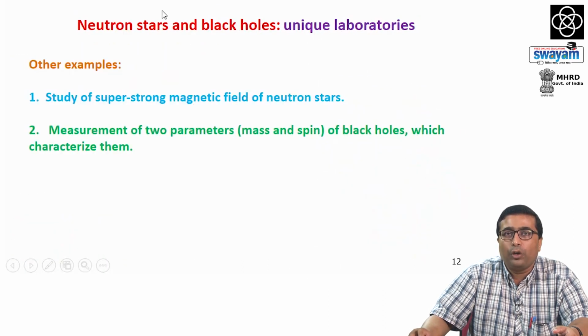Neutron stars and black holes are unique laboratories for many other reasons, and here are a couple more examples. For example, study of super strong magnetic field of neutron stars. The magnetic field of the neutron star can be up to the order of 10 to the power 15 Gauss, and we cannot create anything near that in our terrestrial laboratories. So, to understand the physics of such a strong magnetic field, we need to observe neutron stars. On the other hand, black holes are possibly the simplest objects in the universe, characterized by only two parameters, mass and spin, and therefore, it is extremely important to measure the mass and spin of black holes to understand their properties and probe the strong gravity.